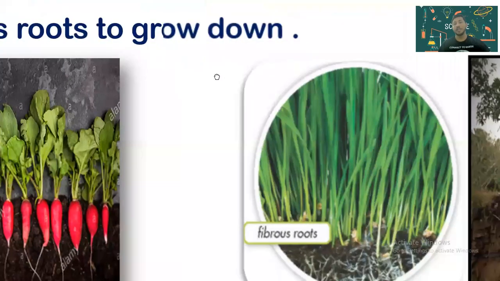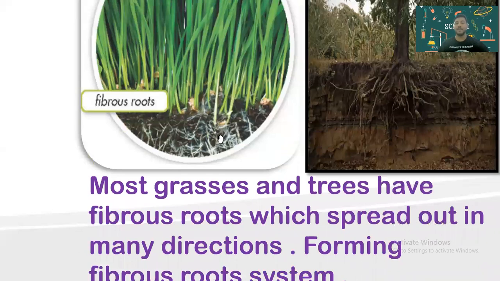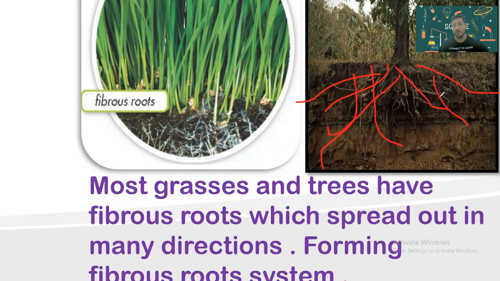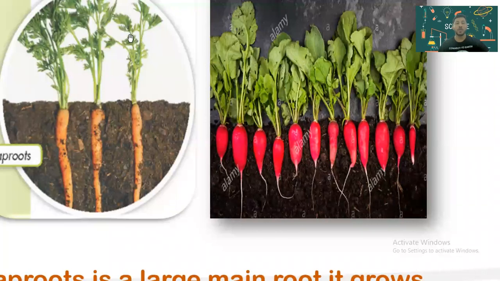The second type of roots is called fibrous roots. Most grasses and trees have fibrous roots, which spread out in many directions, forming a fibrous root system, exactly like this. Can you see how the roots are going in different ways, making a fibrous root system? But the first one, taproot, is only one large root. Like carrot, carrot is only a root.